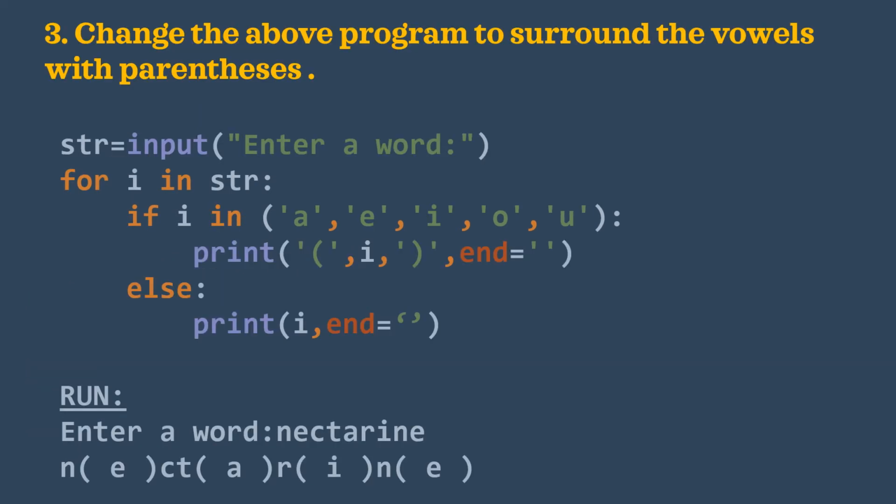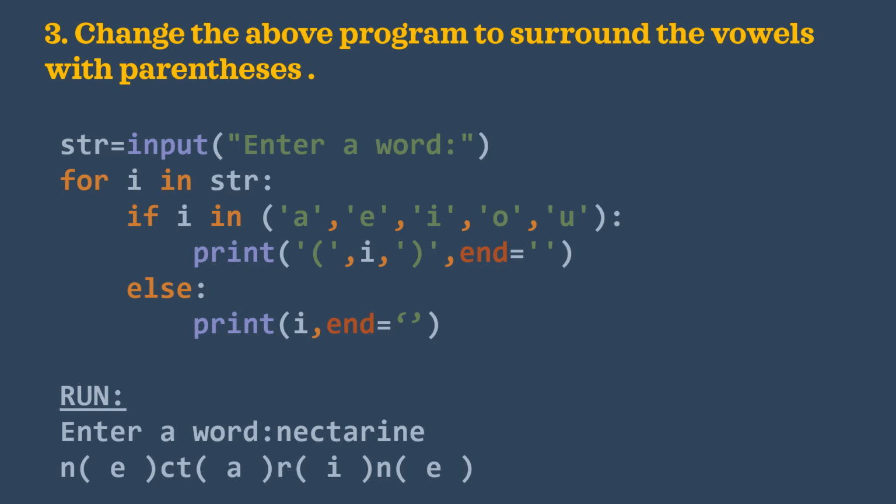And once you print str1, you'll get the output like this. Now the next question is to change the above program to surround the vowels with parentheses. In the previous program, we just removed the vowels, but in this program, we have to surround the vowels with parentheses. So same thing: take the string as input and store it in a variable called str. Now in a for loop, write for i in str, if i in a, e, i, o, u, then print i, but i has to be enclosed within parentheses, just like this in a print statement. Otherwise, simply print i.